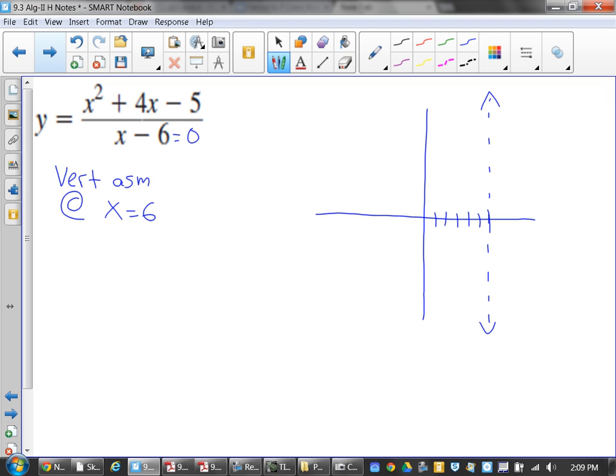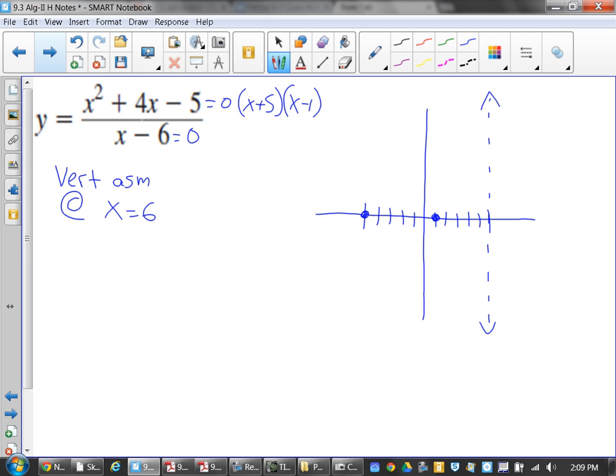Okay. I also know that I'll have x-intercepts. My x-intercepts are going to occur at the zeros of the numerator. Well, that just means I have to factor it. So what times what is negative 5, but you add together, you get positive 4? 5 and negative 1. So your zeros would be at negative 5 and 1. So I know I have intercepts at 1 and negative 5. So far, so good? I just know I'm going to have x-intercepts there.